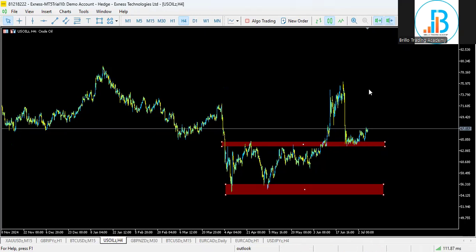All right. For those of you that would like to trade oil, as of today, the 8th of July, 2025, we can expect this price to go up all the way back to this supply level. So this is a resistance that has been broken. The market came back to retest it. So this is support and resistance.